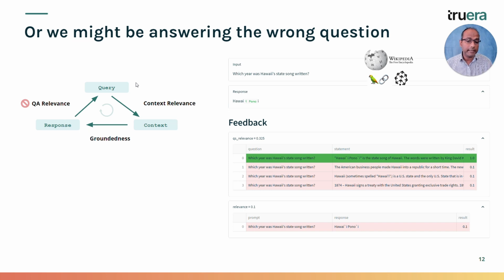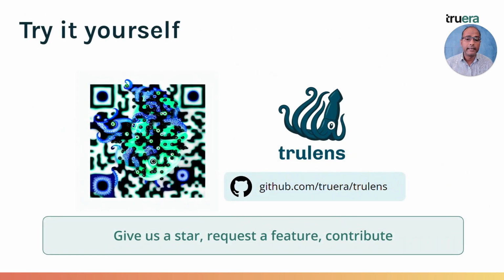Or sometimes we might be answering the wrong question. So here we are asking, which year was Hawaii State song written? The answer is not about the year, but the name of the song. So you see QA relevance breakdown. And these are just some representative examples of the kinds of issues with LLM apps that can be identified with TruLens.